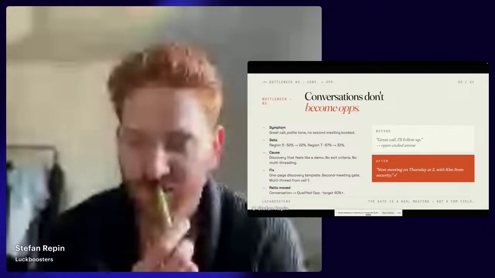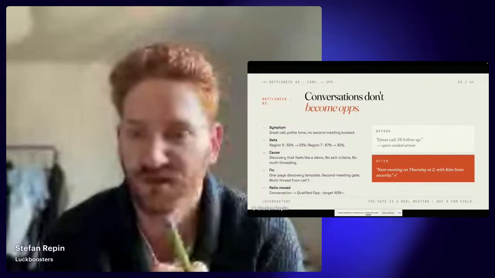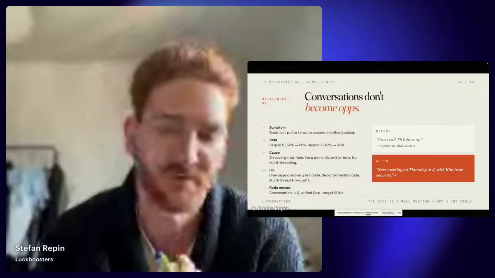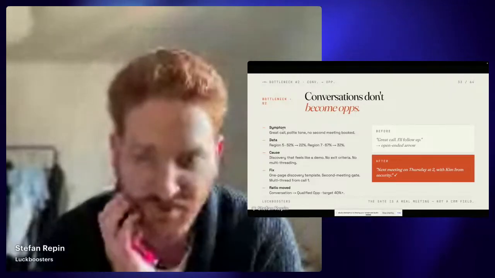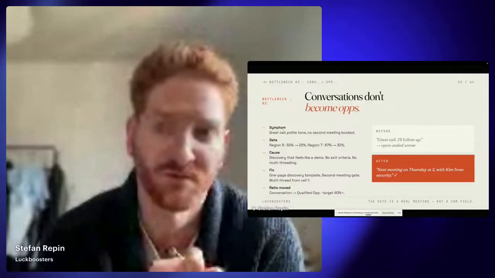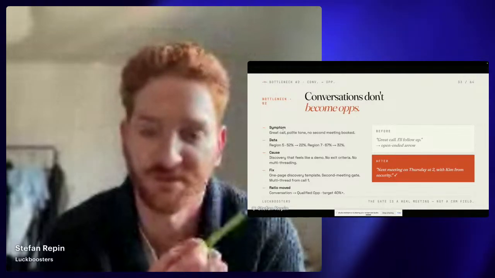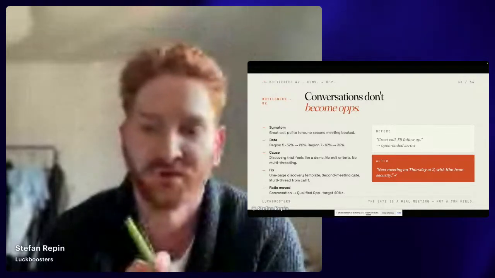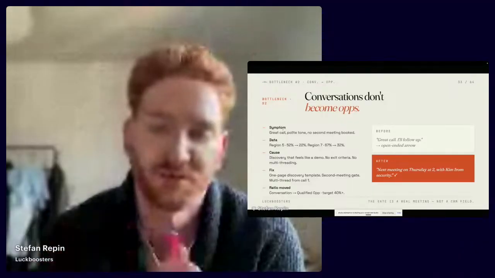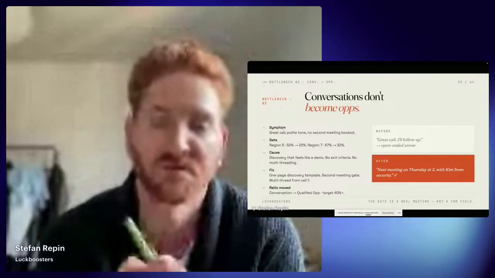How can you solve this? One-page discovery template. Second meeting gate would be a multi-thread from call one. So getting in multi-threading right away. First of all, through different channels. Second of all, through different people inside the organization, because sometimes people can ghost you inside the organization. So the ratio moved. Conversation goes into qualified opportunity target. If it's over 40%, then goal achieved.